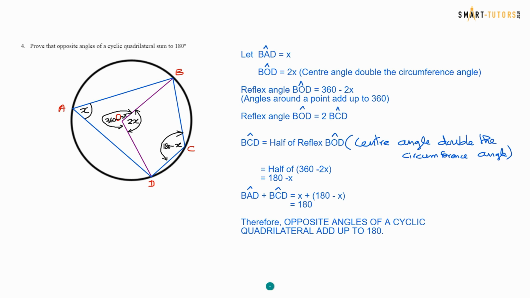Now if I add BAD plus BCD, it adds up to X plus 180 minus X, and the X cancels, so it is going to be 180. Therefore opposite angles of a cyclic quadrilateral add up to 180.